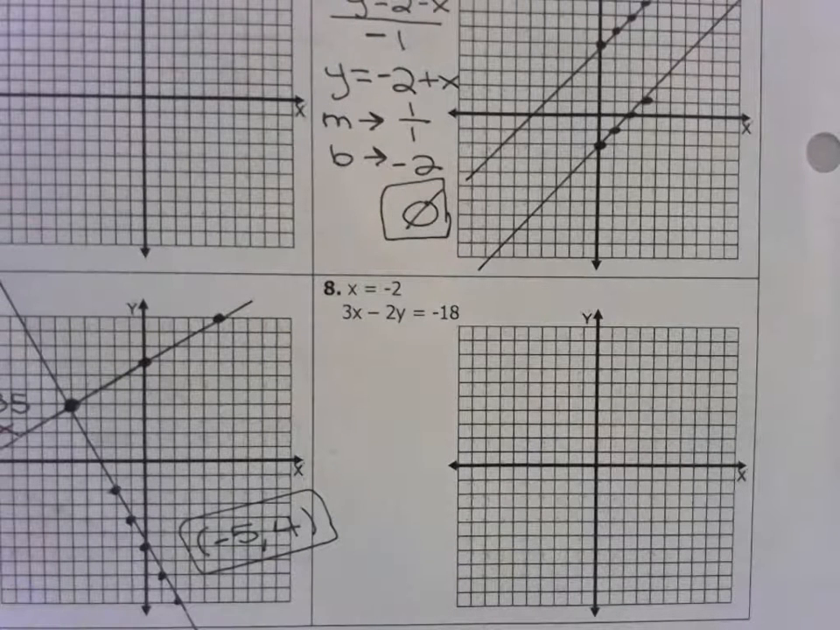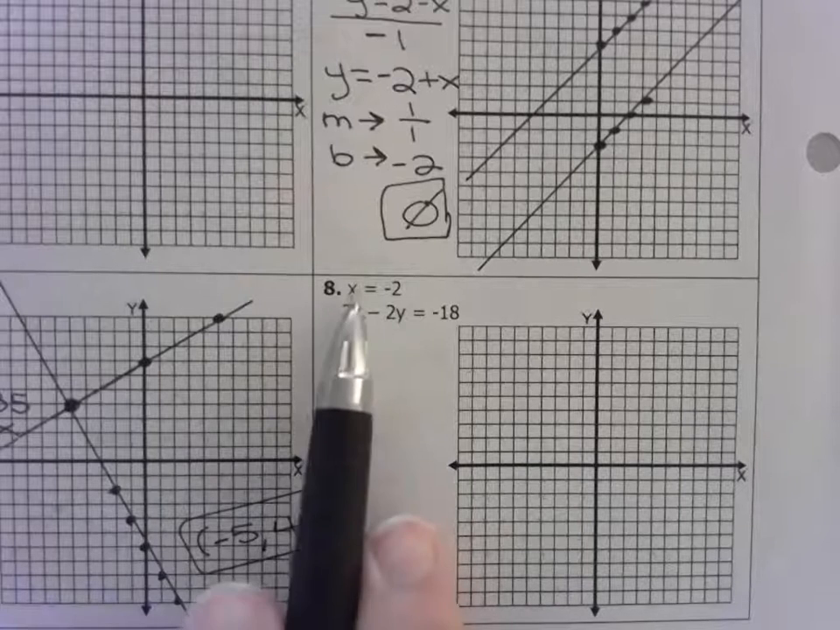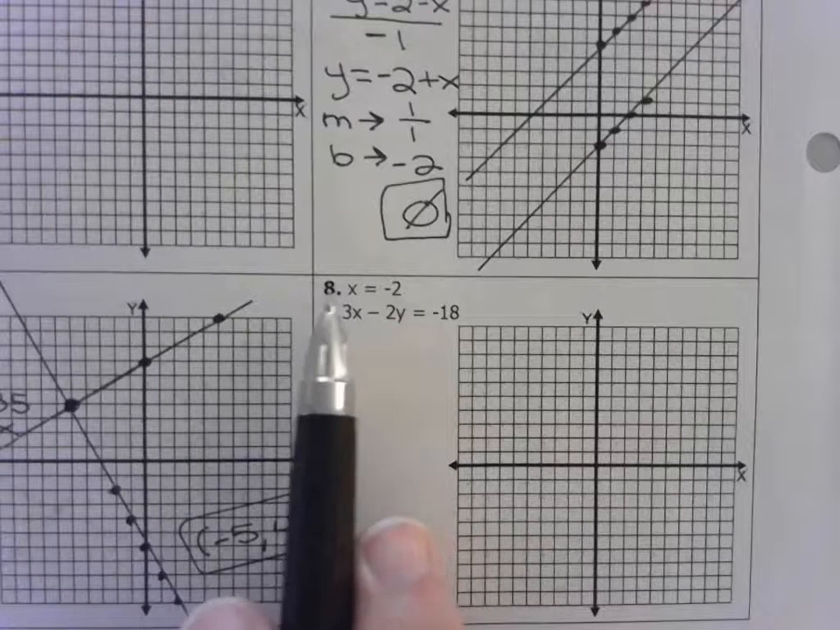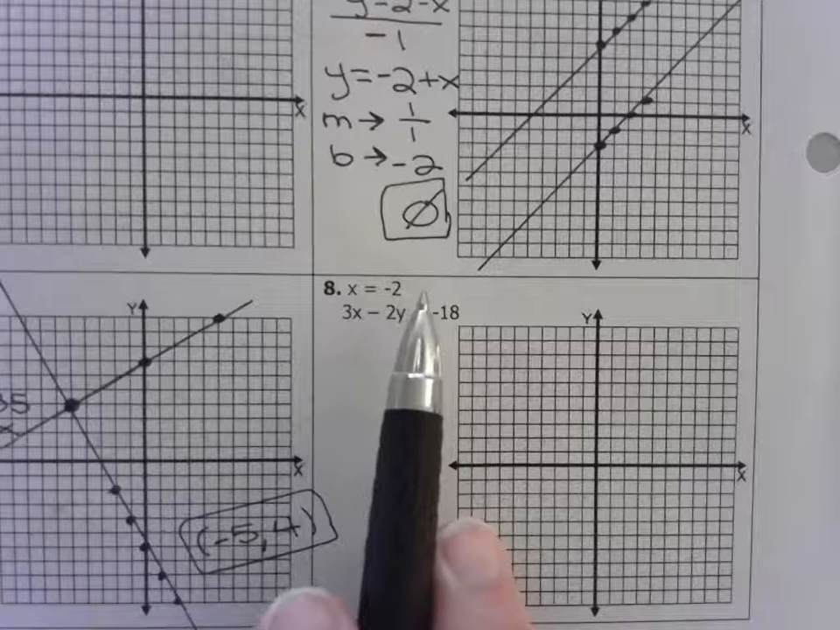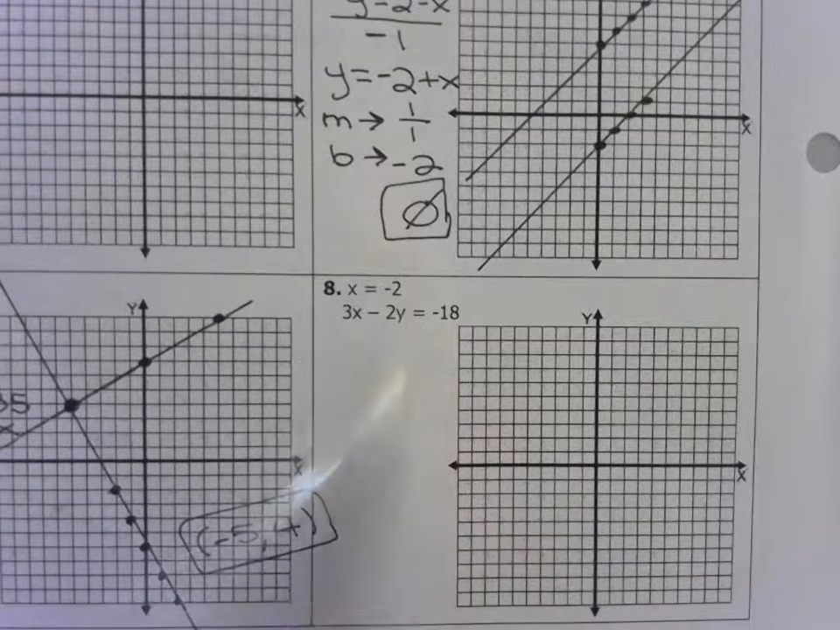Okay. Any questions on that? Okay. So I'm going to go ahead and give you time to start the homework real quick. What type of line is x equals negative 2? Vertical. Y equals a number is horizontal. Just a quick refresher on that.